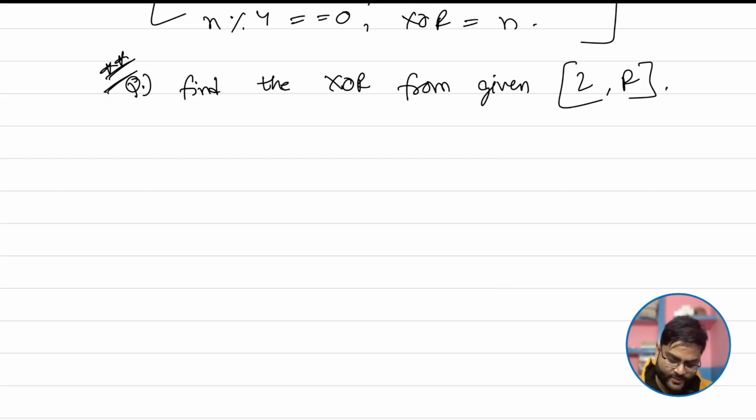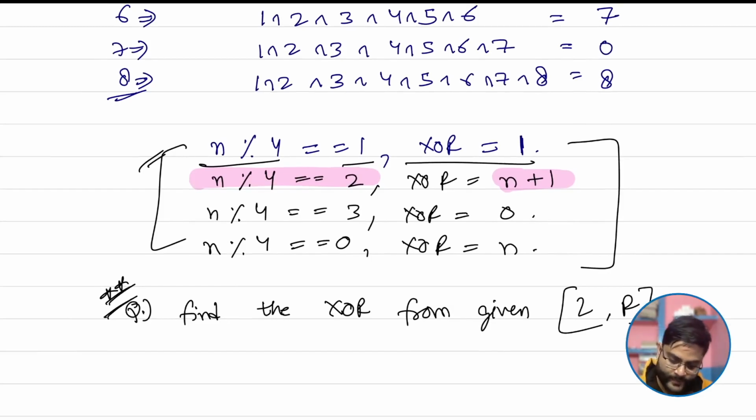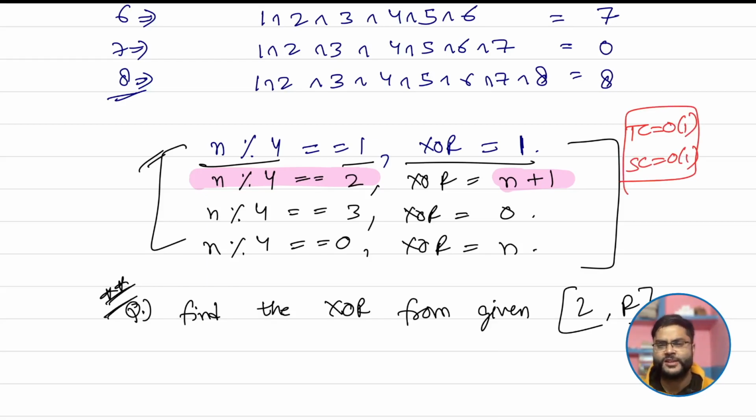I hope you got this problem. It was a very small problem. The time complexity will be order of 1 and the space complexity will be order of 1. We are not using any extra space.